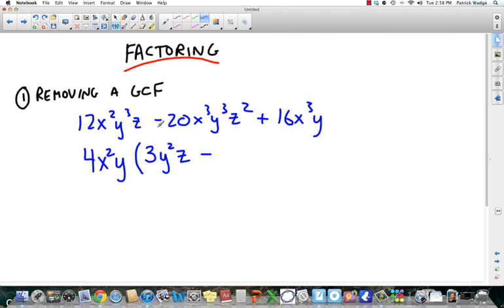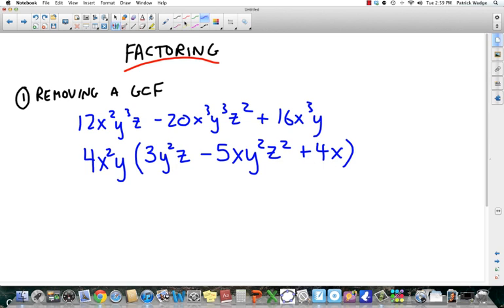Minus 4 times 5 equals 20. X squared, we need 1 more x. Y, we need 2 more y's. Z, we need 2 more z's. We don't have any z's in the greatest common factor. And the last term, 4 times 4 is 16. X squared, we need 1 more x. Y, we don't need any more y's. We already have 1 y, and that's what we want in the final term. So we're finished. This is the answer right here.